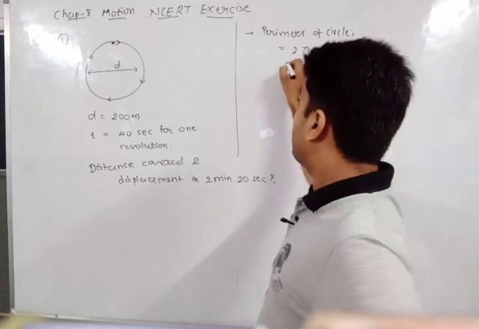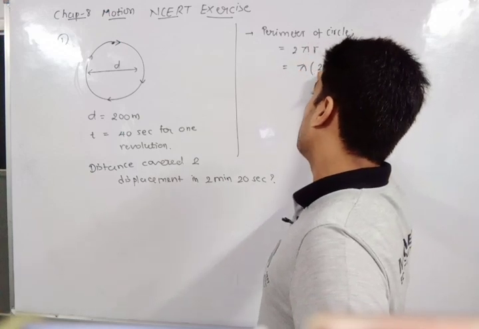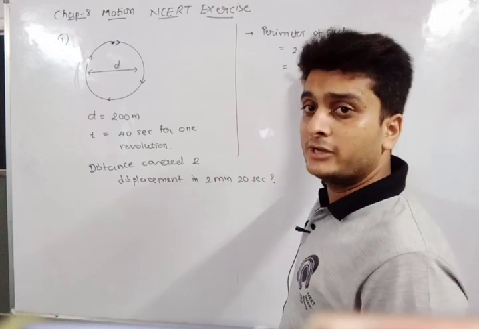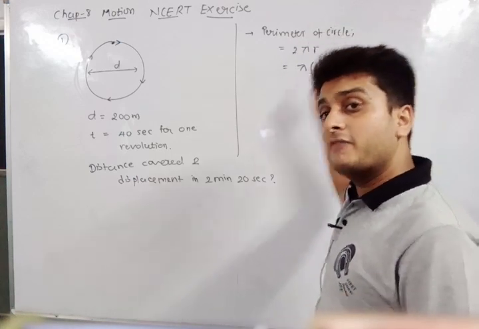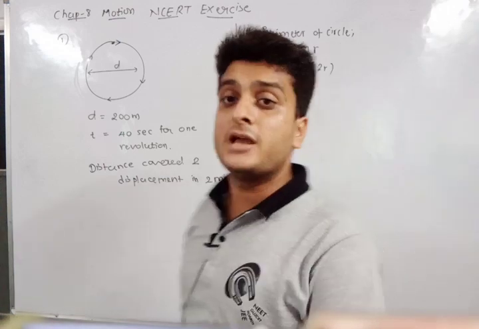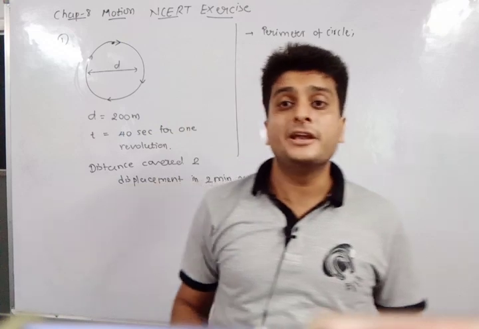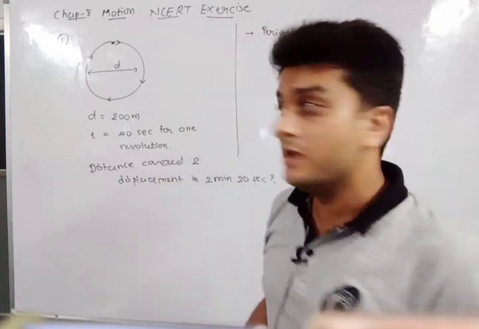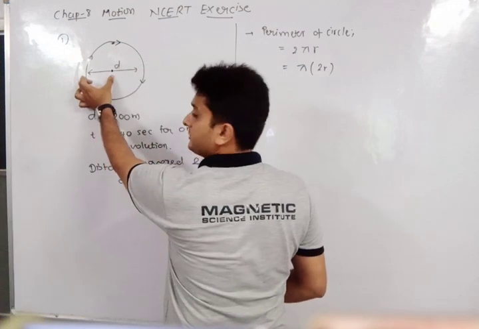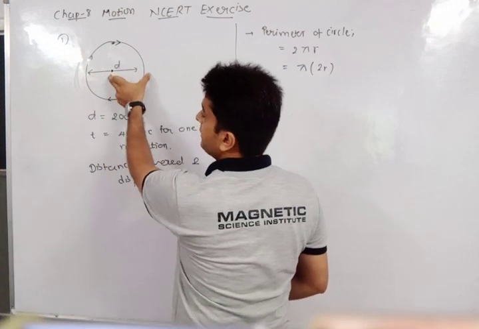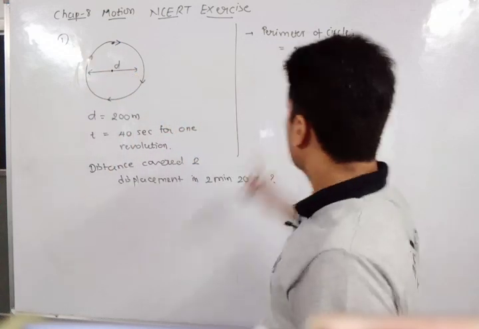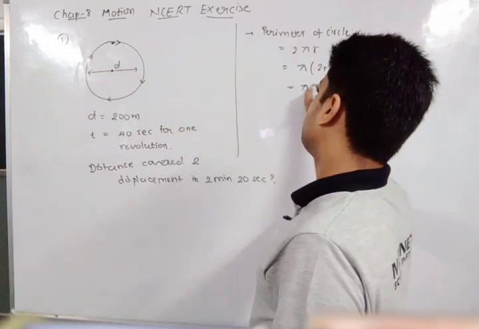Now can I write this as pi into 2r? Obviously I can write 2 into pi into r, or I can write pi into 2 into r. Why did I do this? Because this 2 into r is nothing but the diameter. If you multiply radius with 2, what will you get? Diameter. Because this is the center, this is the radius. This is also radius. If you join the radius, you get the entire diameter. So this 2r is nothing but the diameter.